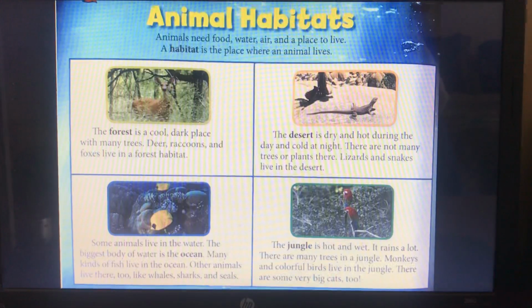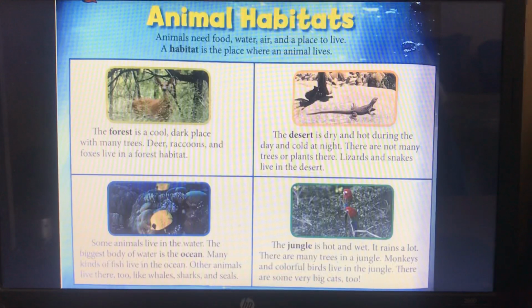Animals need food, water, air, and a place to live. A habitat is the place where an animal lives. Now, we will start with the forest. The forest is a cool, dark place with many trees. Deer, raccoons, and foxes live in a forest habitat.